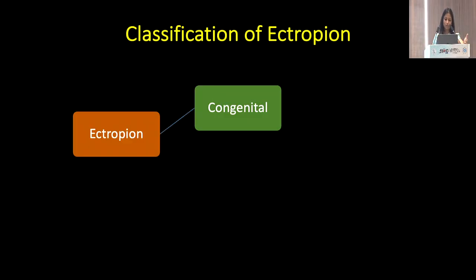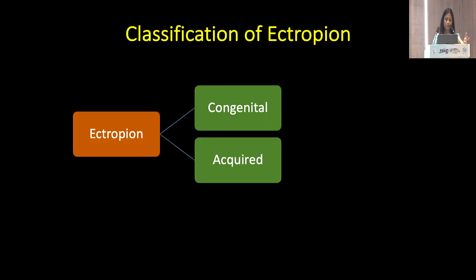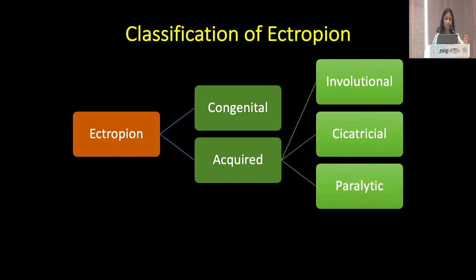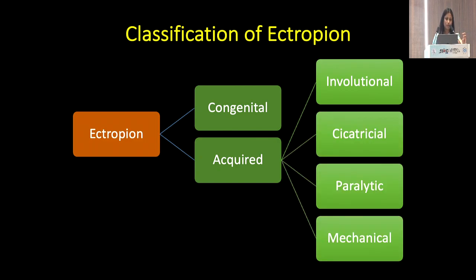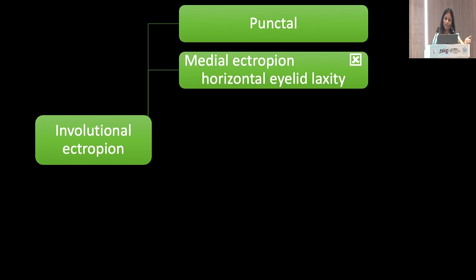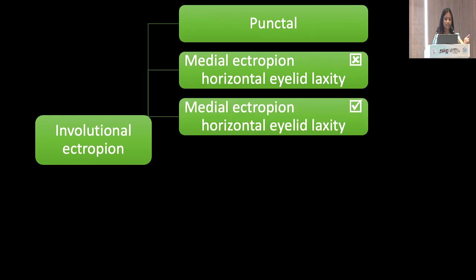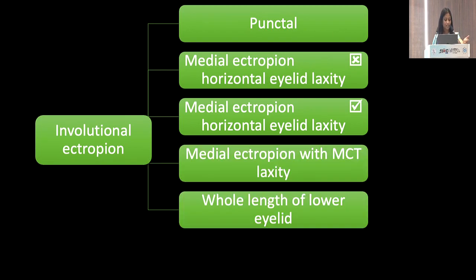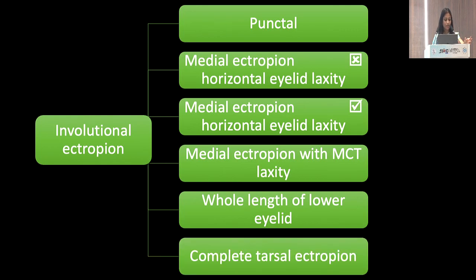Ectropions can be classified into congenital and acquired types. Congenital is extremely rare. Acquired may be involutional, cicatricial, paralytic, and mechanical. Similarly, entropions can be classified into congenital, involutional, cicatricial, and spastic entropions. Involutional ectropion can vary in severity. They may be punctal, or medial ectropions without horizontal eyelid laxity. They may have horizontal eyelid laxity, or medial ectropions with MCT laxity. The whole length of the lower eyelid may be involved, and there may even be complete tarsal ectropion.